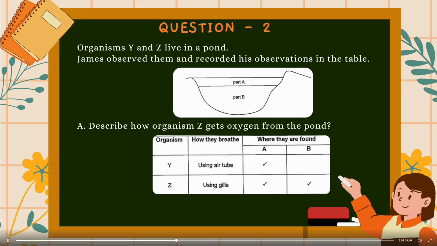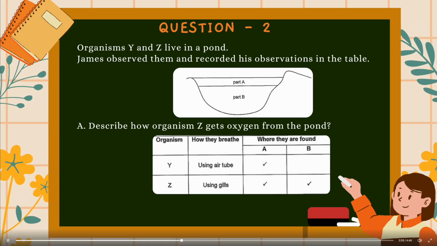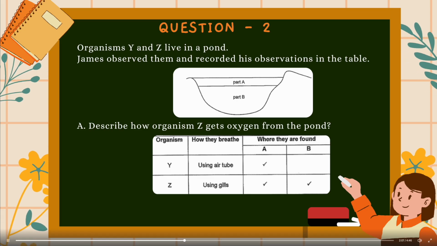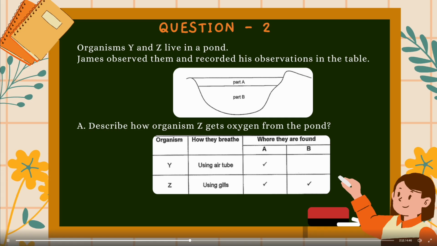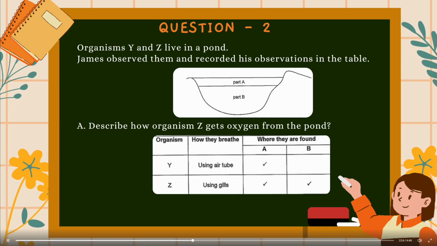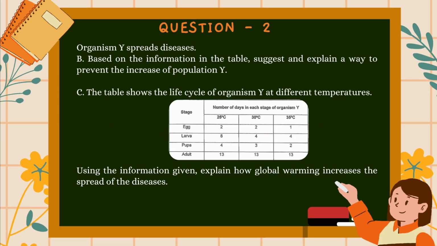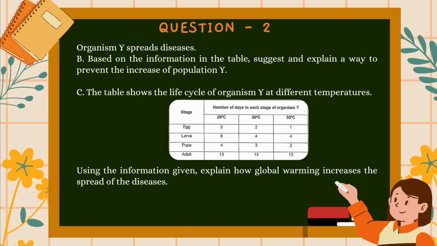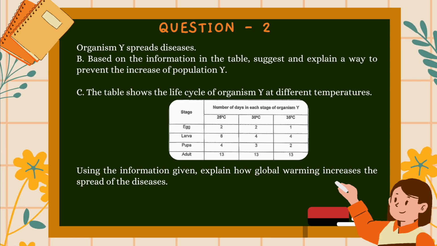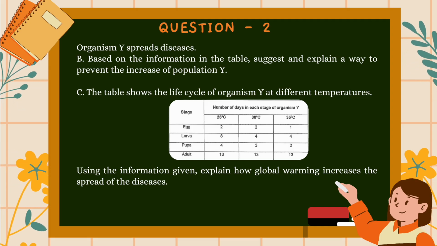Question 2. Organisms Y and Z live in a pond. James observed them and recorded his observations in the table. A. Describe how organism Z gets oxygen from the pond. Organism Y spreads diseases. B. Based on the information in the table, suggest and explain a way to prevent the increase of population Y.